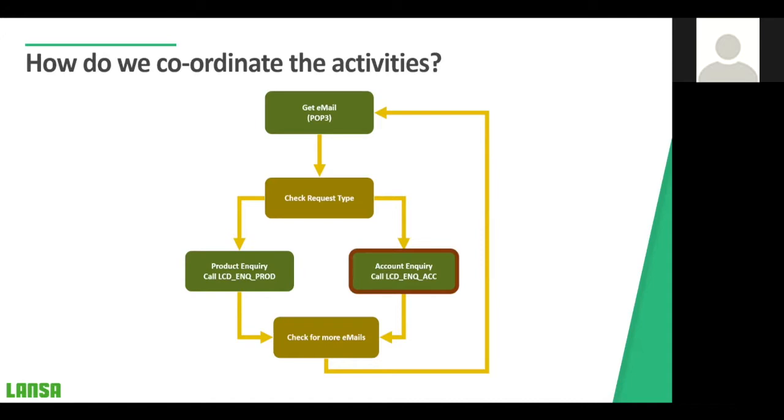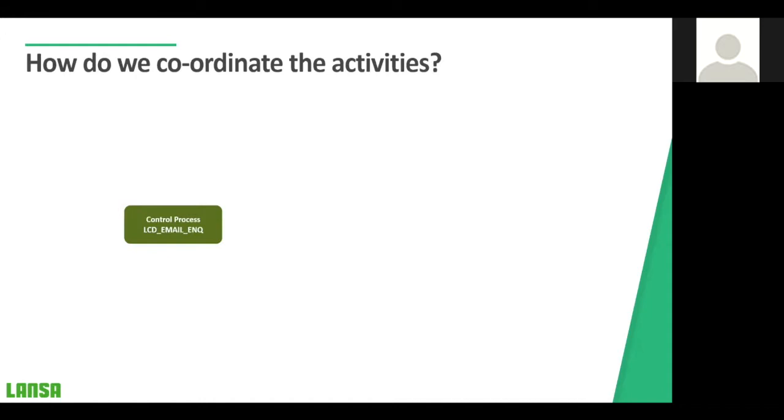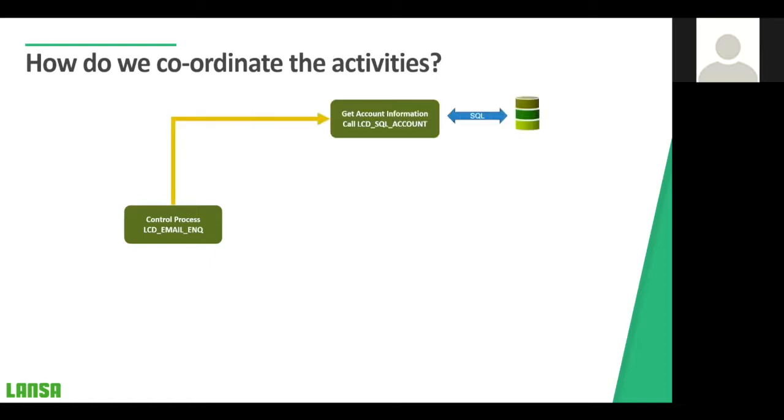So let's take a look and see what we do with that one. Let's break that down. So there we have our initial master process, our control process, and that's going to call the account inquiry process. The first thing we need to do is to get account information, and that's part of the validation.